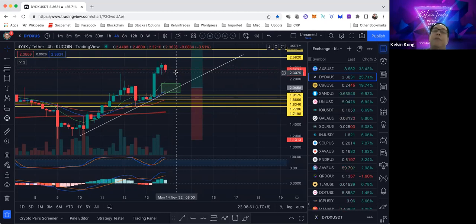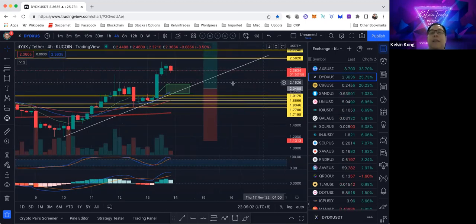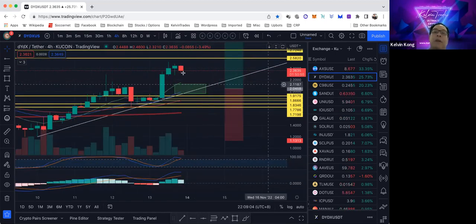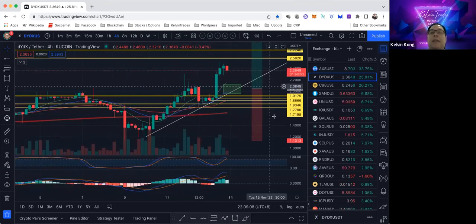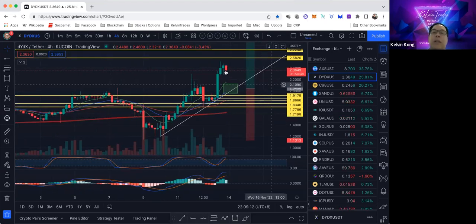Okay, but the thing is, still have 2 hours more to go. So in 2 hours, anything can happen. This red candle can turn green. Yeah. Okay. So if you can wait until 12 o'clock, then you wait until 12 o'clock before you do anything. If you cannot wait, then you are taking a gamble, right?